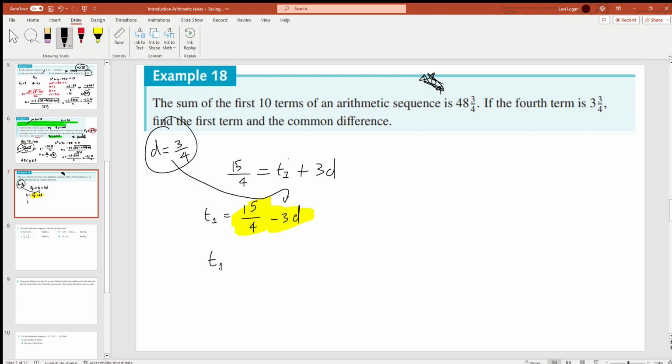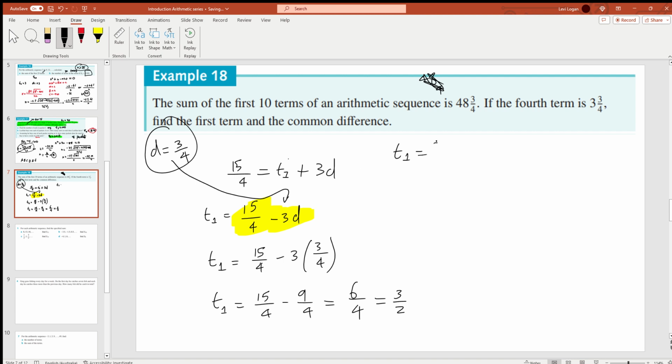So T1 is 15 on 4 minus 3 times 3 on 4. So T1 is 15 on 4, and 3 times those 3 is 9, so minus 9 on 4. What we get is 15 minus 9, which is 6 on 4. So your first term is 6 on 4, which is 3 on 2. So T1 is 3 on 2, and your difference is 3 on 4.